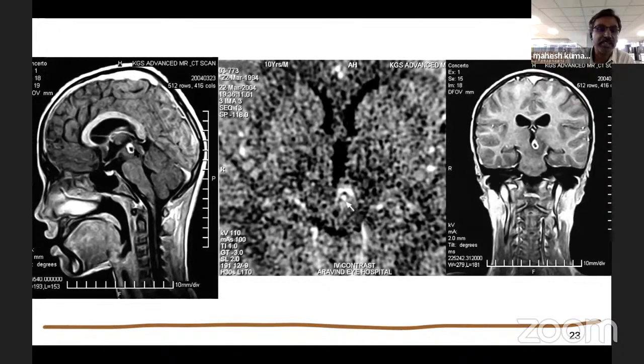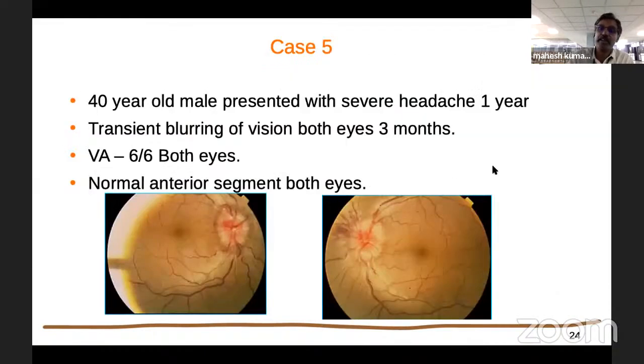We did a free scan and can see the scolex lesion in the midbrain. You can see it in the sagittal section as well as in the coronal section. So here is a case of neurocysticercosis presenting as an isolated case of midbrain cysticercosis, which was referred to the neurologist and treated appropriately with anti-cysticercal treatment.